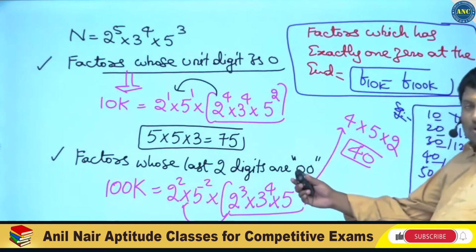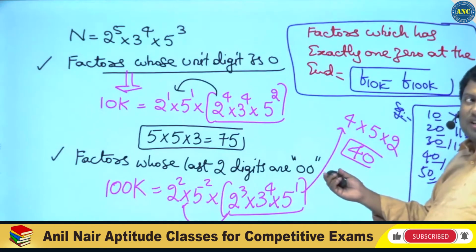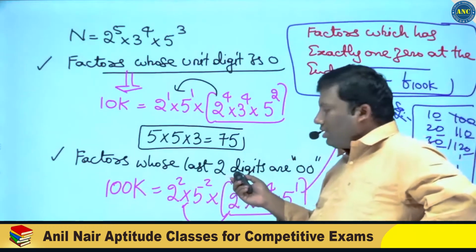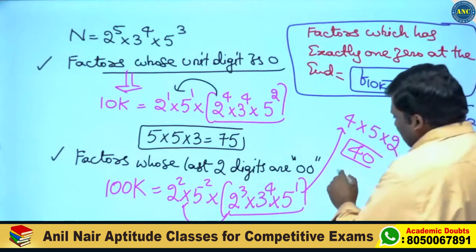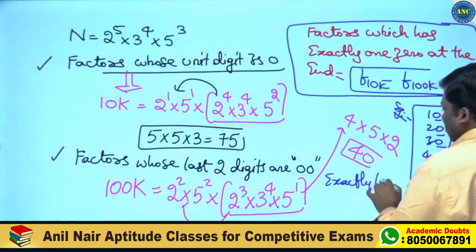Suppose the same question is factors which have exactly two zeros at the end. Exactly last two zeros means, suppose the same question is exactly last two zeros.